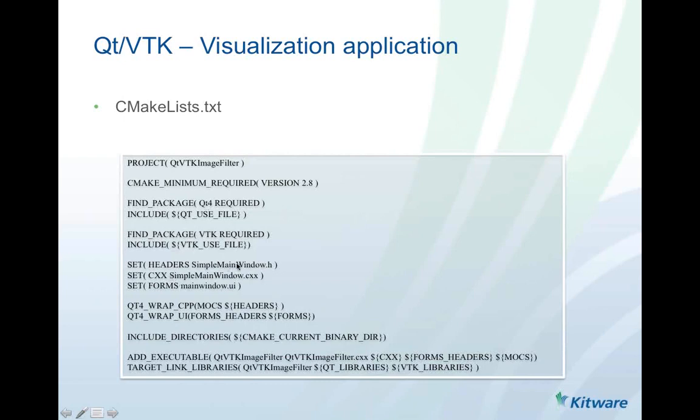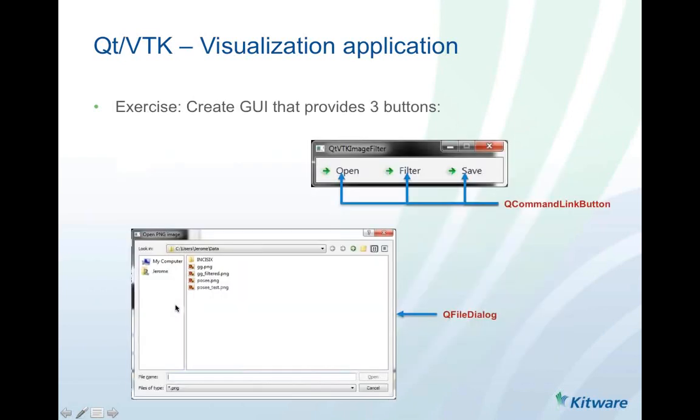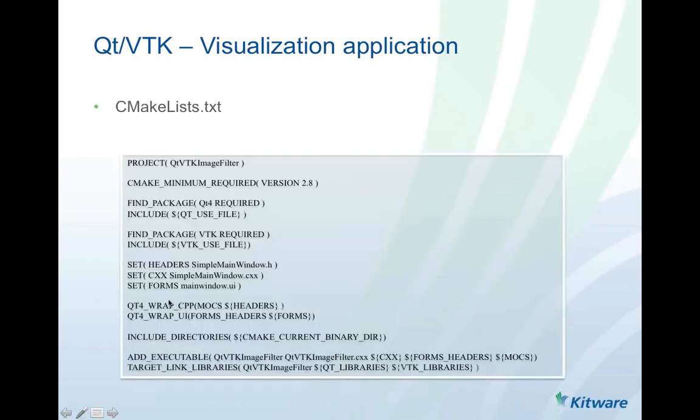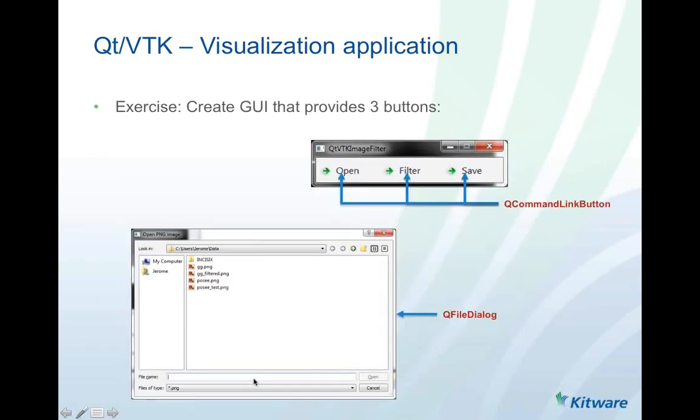So again, here's our CMake list file in which we find and use Qt and find and use VTK. And then we have some set of classes that we process in Qt terms to create compilable code. And then we compile that and link to the sets of libraries we have. We use Designer to create a very simple application which has simply 3 buttons, an open, a filter, and a save button. And in response to the open button, we'll pop open a QFileDialog.